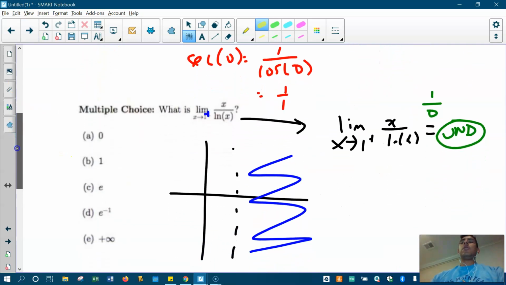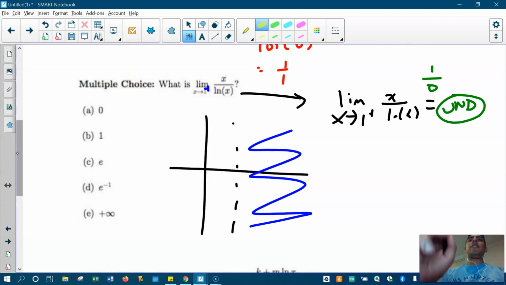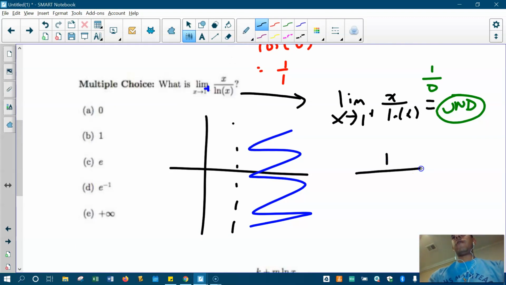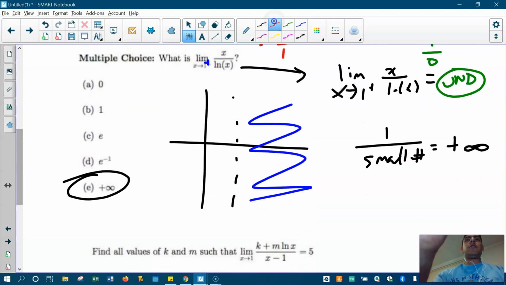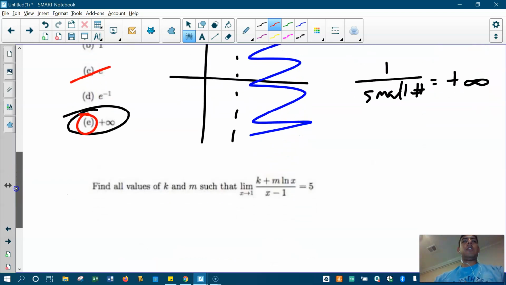So 1 over 0 is undefined. I don't see an undefined option here. So if I did 1 divided by a really small number like 0, I'm going to get a really big number that's positive. E is the answer. But not this E. It's not that E. It's the letter E. Oh, scary.